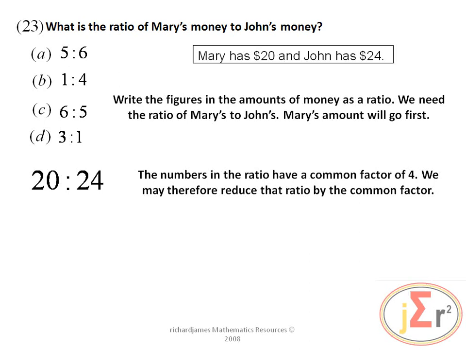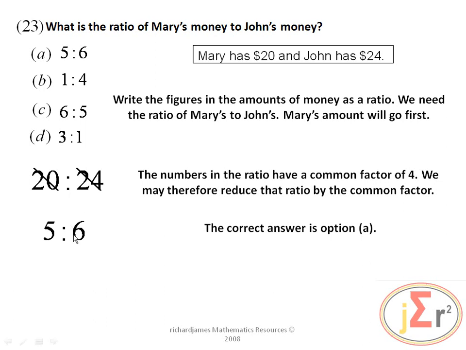The numbers in the ratio have a common factor of 4. We may therefore reduce that ratio by the common factor. And the common factor is 4. So 4 into 20 is 5. And 4 into 24 is 6. So the correct answer is 5 to 6. And this is in option A.